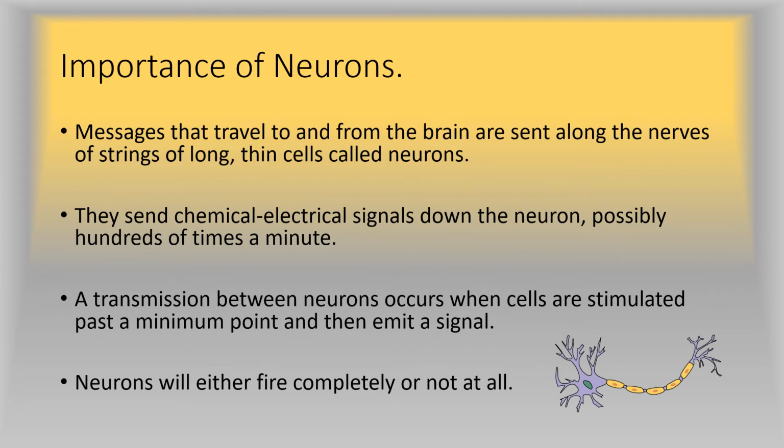So what is the importance of neurons? Messages that travel to and from the brain are sent along the nerves, strings of long, thin cells called neurons. And there's a clip art picture for you down there that gives you an idea what they kind of look like. They send chemical electrical signals down the neuron, possibly hundreds of times a minute.